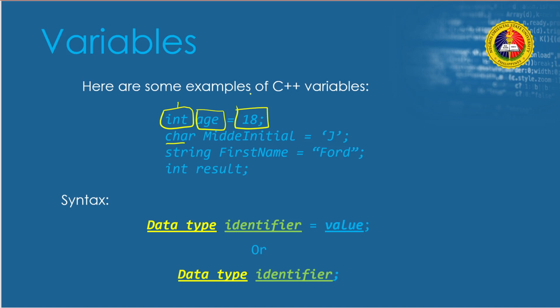So how to write a C++ variable? So first is we're going to define the data type. And then we're going to type in the identifier and optional na value. This is optional depending on how we're going to use it in our program. Okay? But this is really important. First is the data type, identifier, and an optional na value. In this case, let's examine the first example.